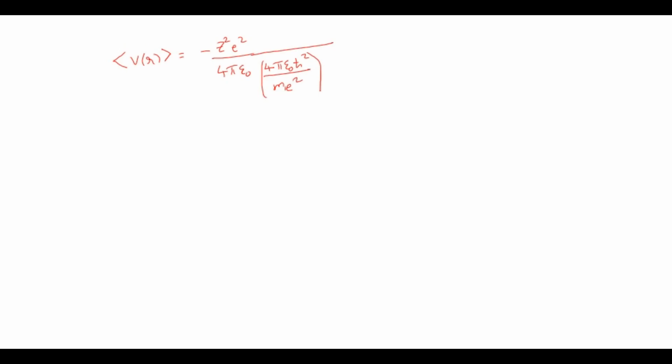Now this becomes minus Z square e square, and there is one more e square, therefore you will get e power 4. This e square combining with this e square, you will get e power 4 and m, whole divided by 4 pi epsilon, the whole square is 16 pi square epsilon naught square h bar square. So this is the value for the expectation value of the potential. Now we can write this as minus m by h bar square, and we can write this as Z e square by 4 pi epsilon 0 the whole square.